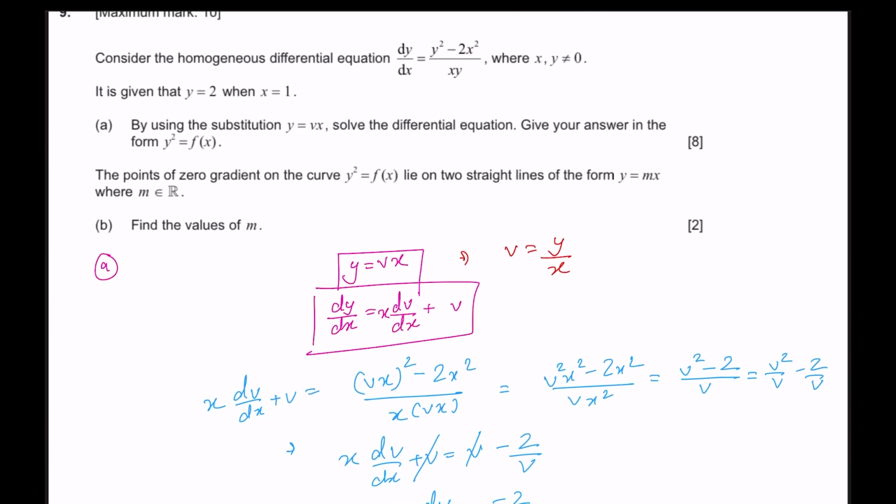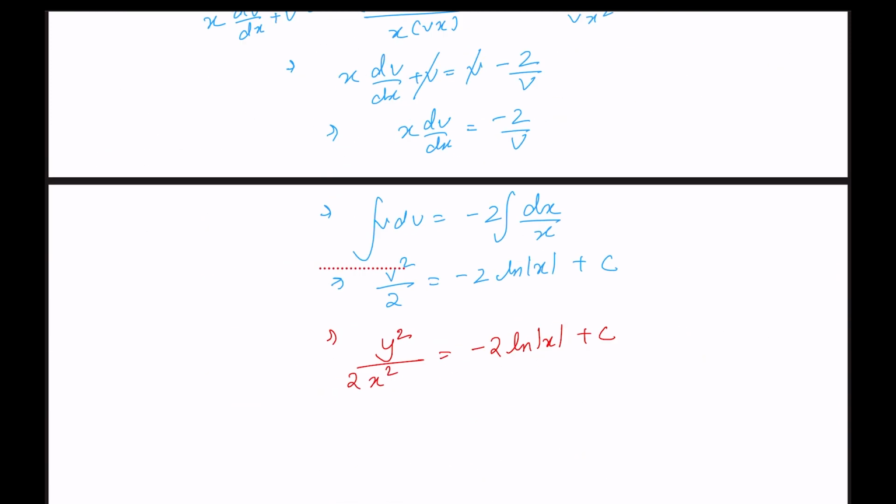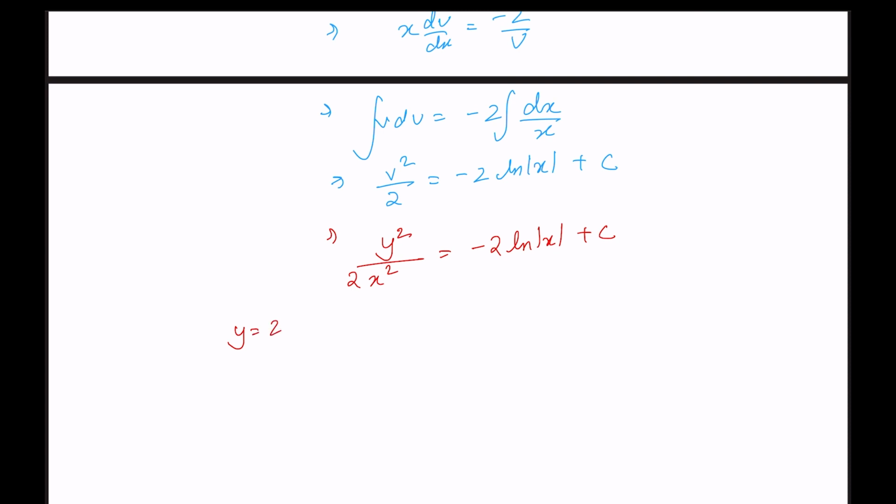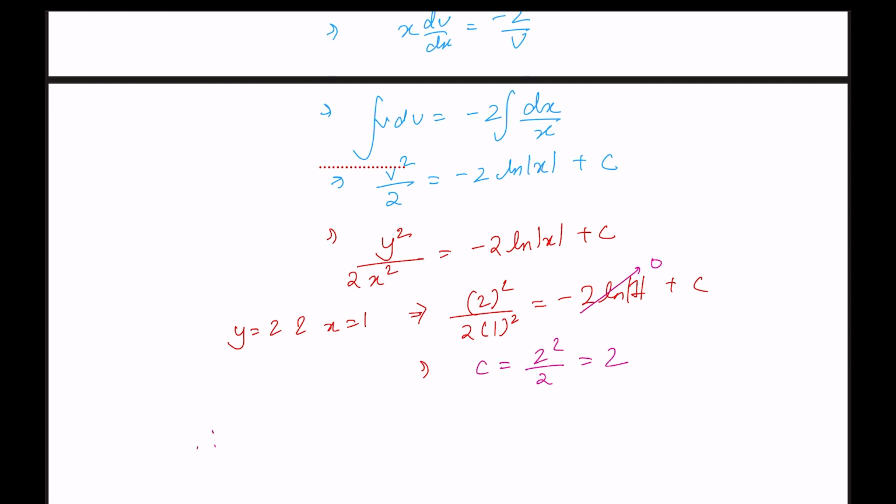Now the initial condition is given when x equals 1, y equals 2, right? So I'll put y equal 2 and x equals 1 in the equation. So I'll get 2 square by 2 times 1 square equals minus 2 ln mod 1 plus c. So ln mod 1 equals 0, so this term would be 0. So c would be 2 square by 2, which is 2. So finally our equation becomes y square by 2x square equals minus 2 ln mod x plus 2.